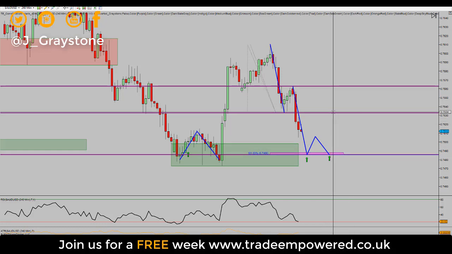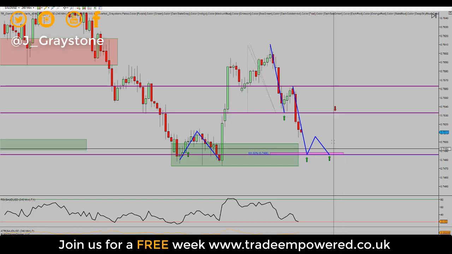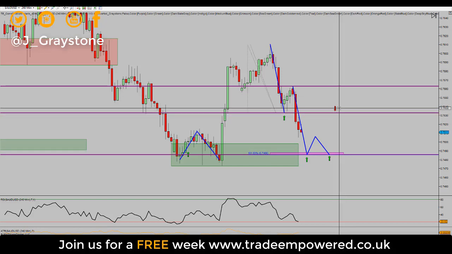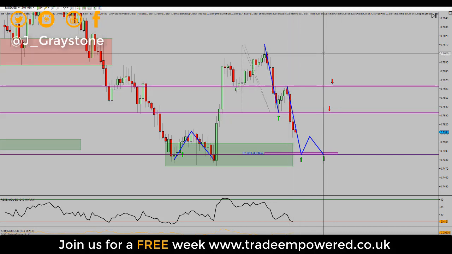So first level of structure is here, previous support, should become resistance. So I wouldn't want to shoot for a move beyond that point before I start taking profits. And then the second level is up here at this next level of previous structure resistance.